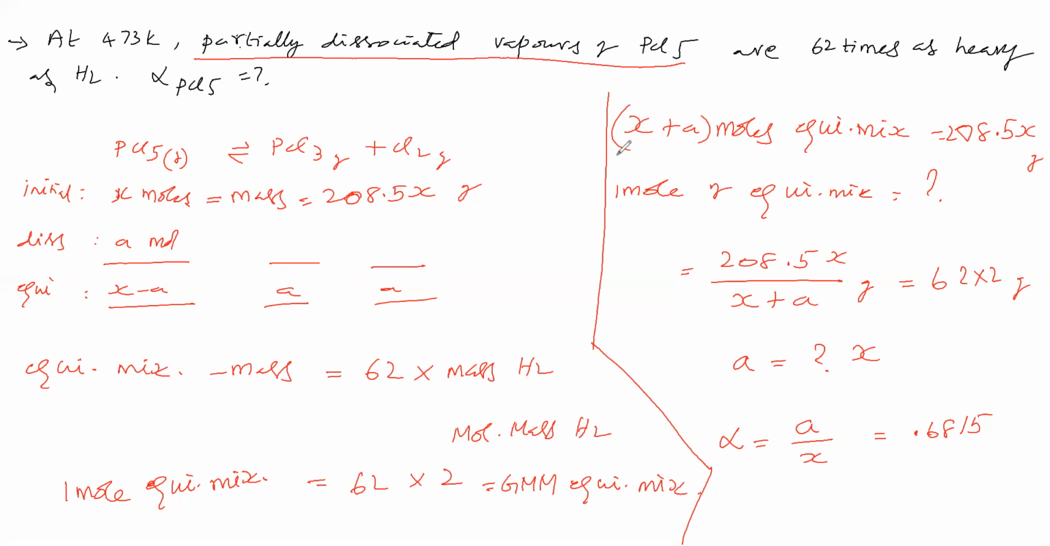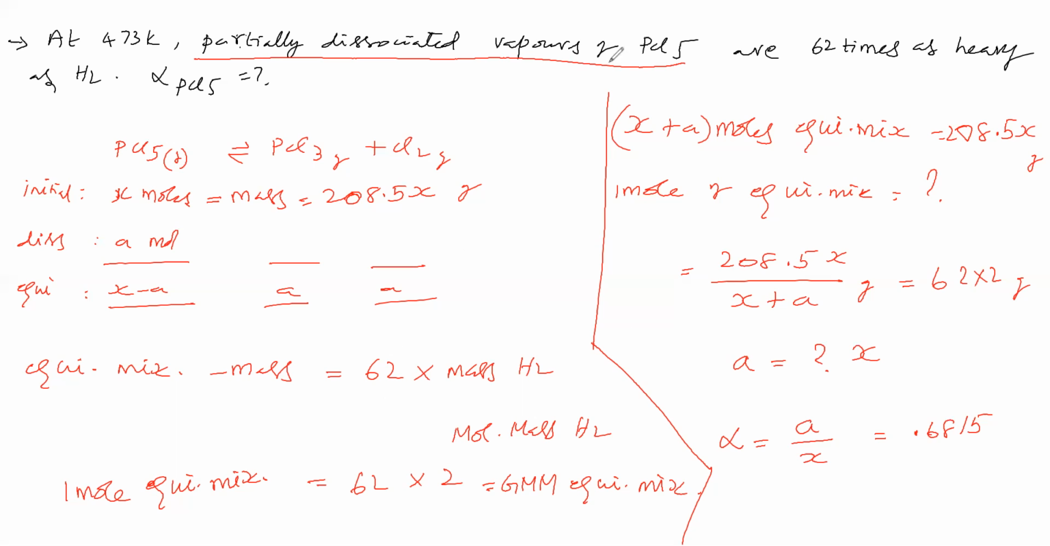So total moles at equilibrium is x plus A. That mass is equal to the initial mass, which is 208.5x gram. So 1 mole of equilibrium mixture mass is 208.5x by x plus A.